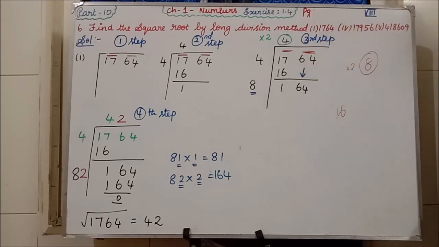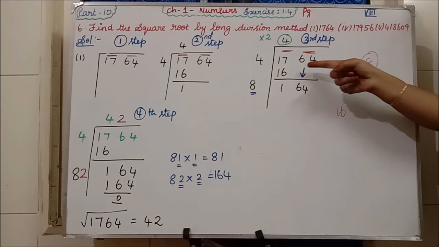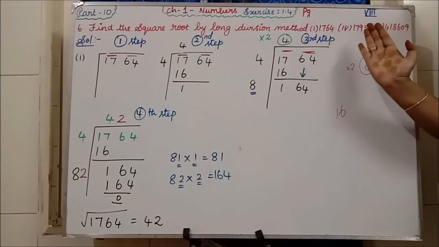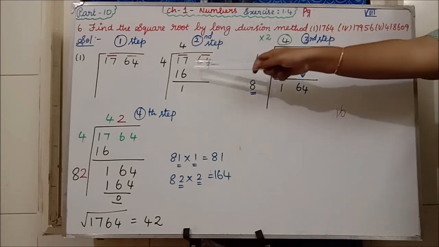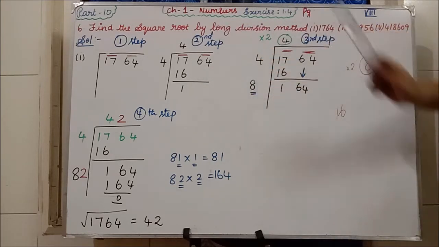Okay, shall we revise one more time from the first step? First step: once you get the question, you have to group from the last. From the last only you have to group two numbers. After grouping the two numbers, you have to see the first group. Okay, here, for example, 17 is there.